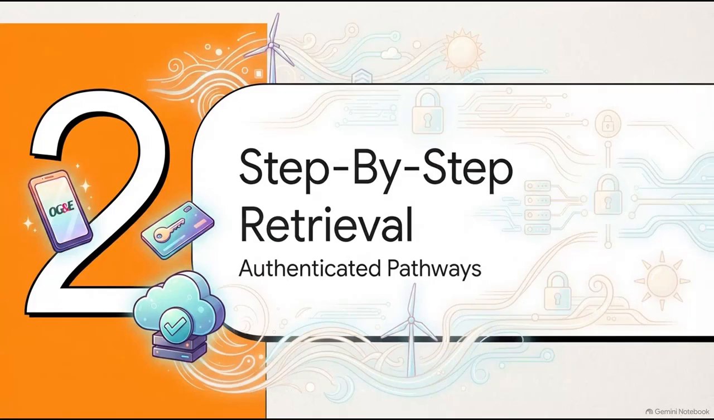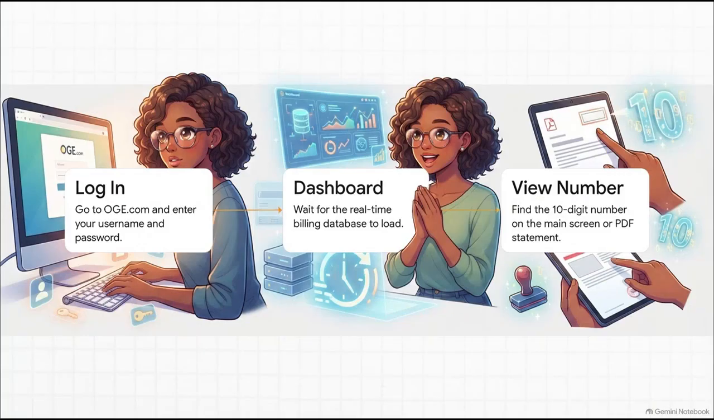All right, section 2, step-by-step retrieval guide, authenticated pathways. Okay, if you're already authenticated, meaning you actually know your username and password, the retrieval process is basically instantaneous. You just hop onto OGE.com on your desktop, punch in those credentials, and wait a second for the real-time billing database to load your home screen. Boom, your 10-digit account number will be sitting right there on the main dashboard. And hey, if you need an official document for something, you can just open any of your digital PDF statements. The number is usually embedded right up in the upper right-hand corner under customer information.